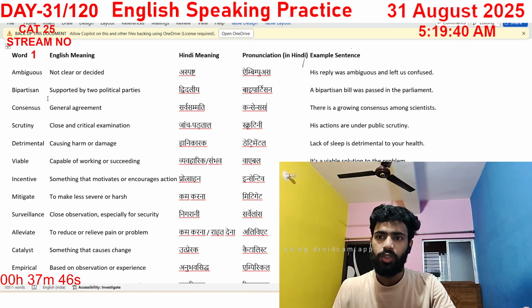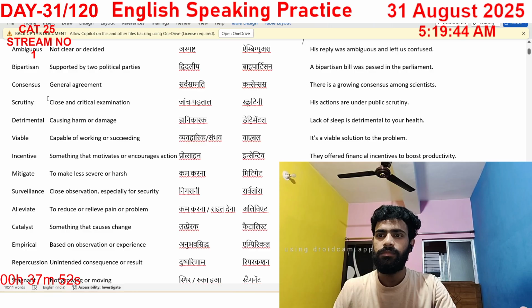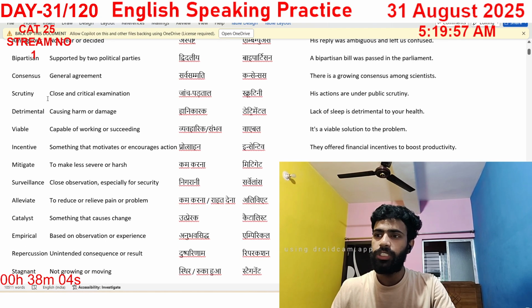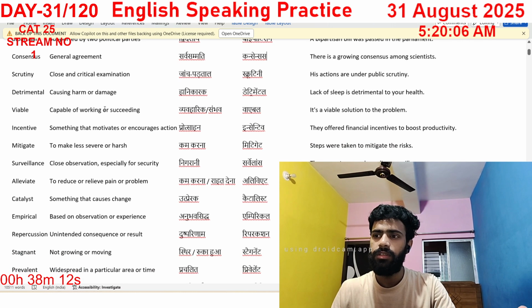Bipartisan means dvidaliya, supported by two political parties. Then it is consensus. Consensus spelling is CONSENSUS. Consensus means general agreement, means sarvsammati. Then scrutiny. Scrutiny means close or critical examination.